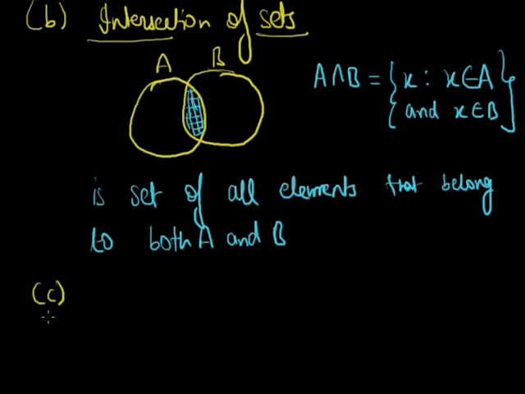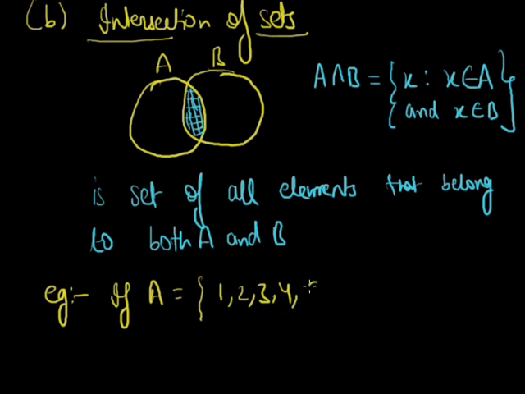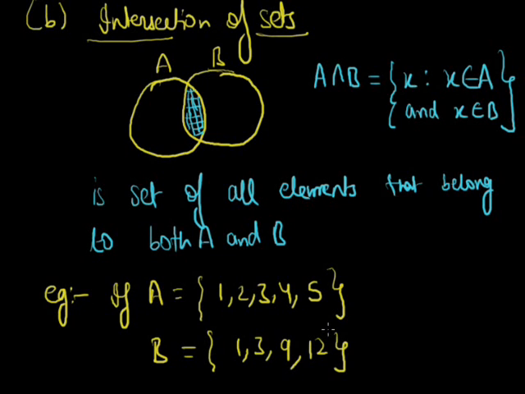Suppose we take an example. Let's say A is a set having elements 1, 2, 3, 4 and 5, and accordingly B is the set having elements 1, 3, 9 and 12. So A and B are the sets that we have already defined.